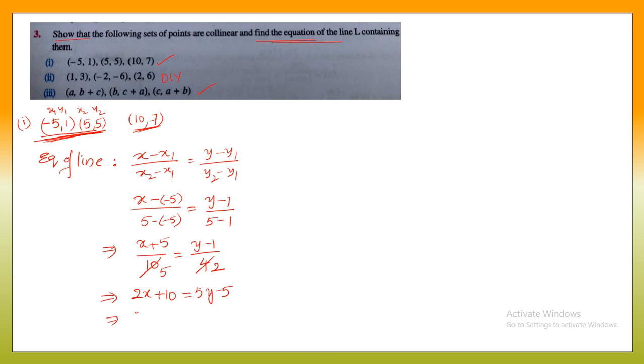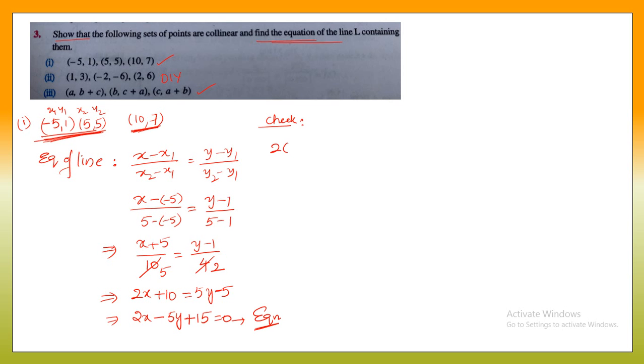So when I transpose everything, this gives me 2x minus 5y. When I transpose this minus 5, it will become plus 5, so 10 plus 5 is 15, is equal to 0. So this is nothing but my line equation. Now I need to verify whether this point satisfies this line equation or not. So, checking.